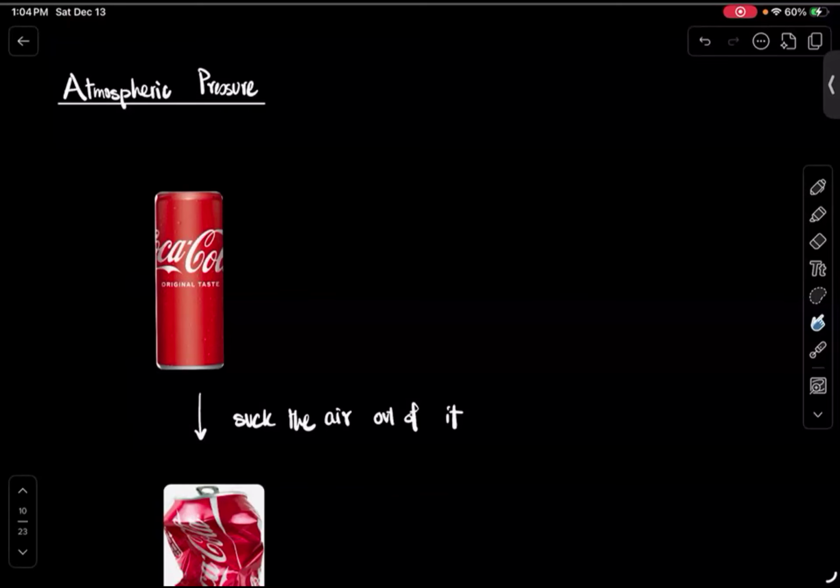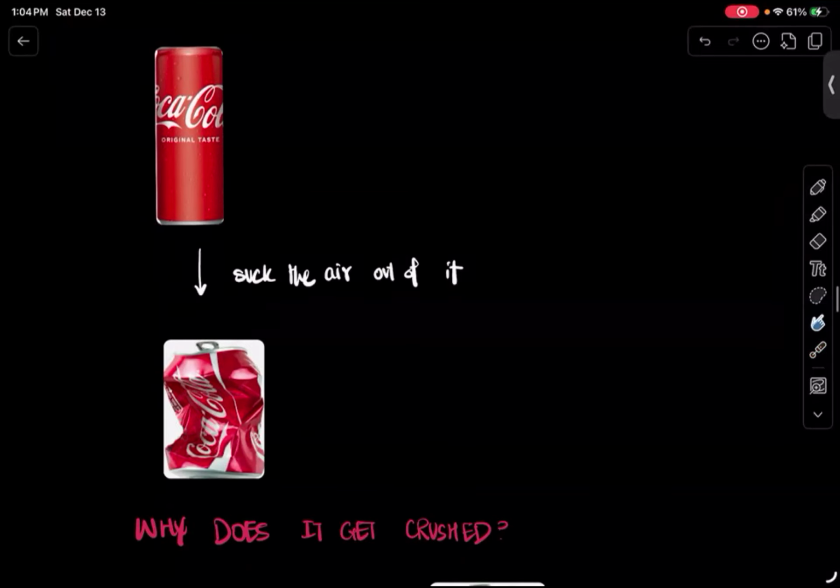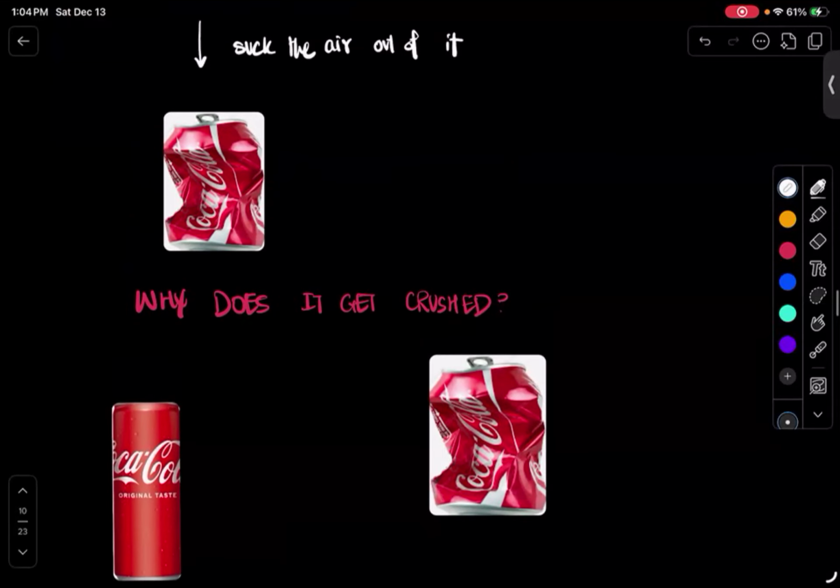Now, I'm sure you've tried this somehow, that if you take a can of Coca-Cola or whatever can you want, and you try to suck the air out of it, what happens is that it gets crushed, right? Why does it get crushed? Think about it. How does it get crushed?